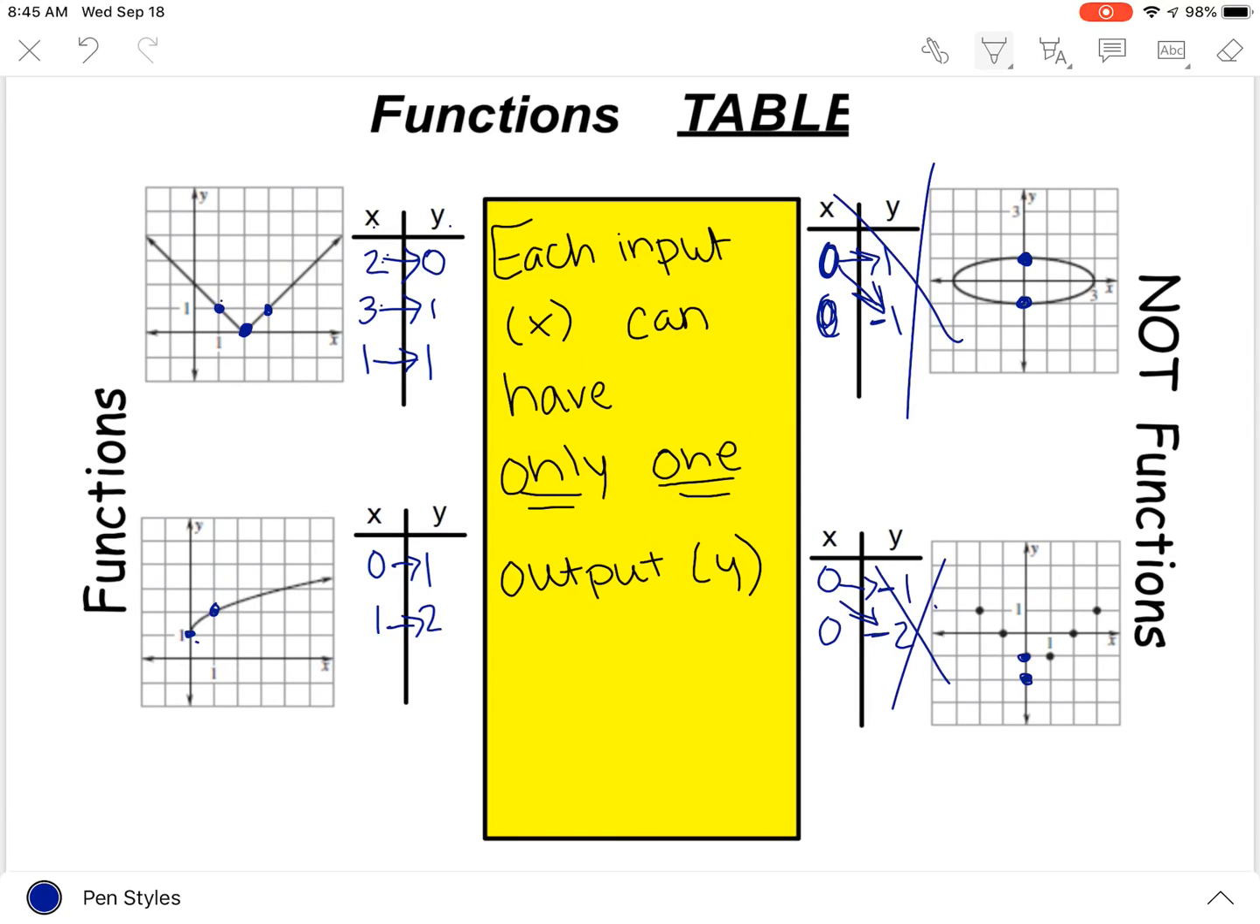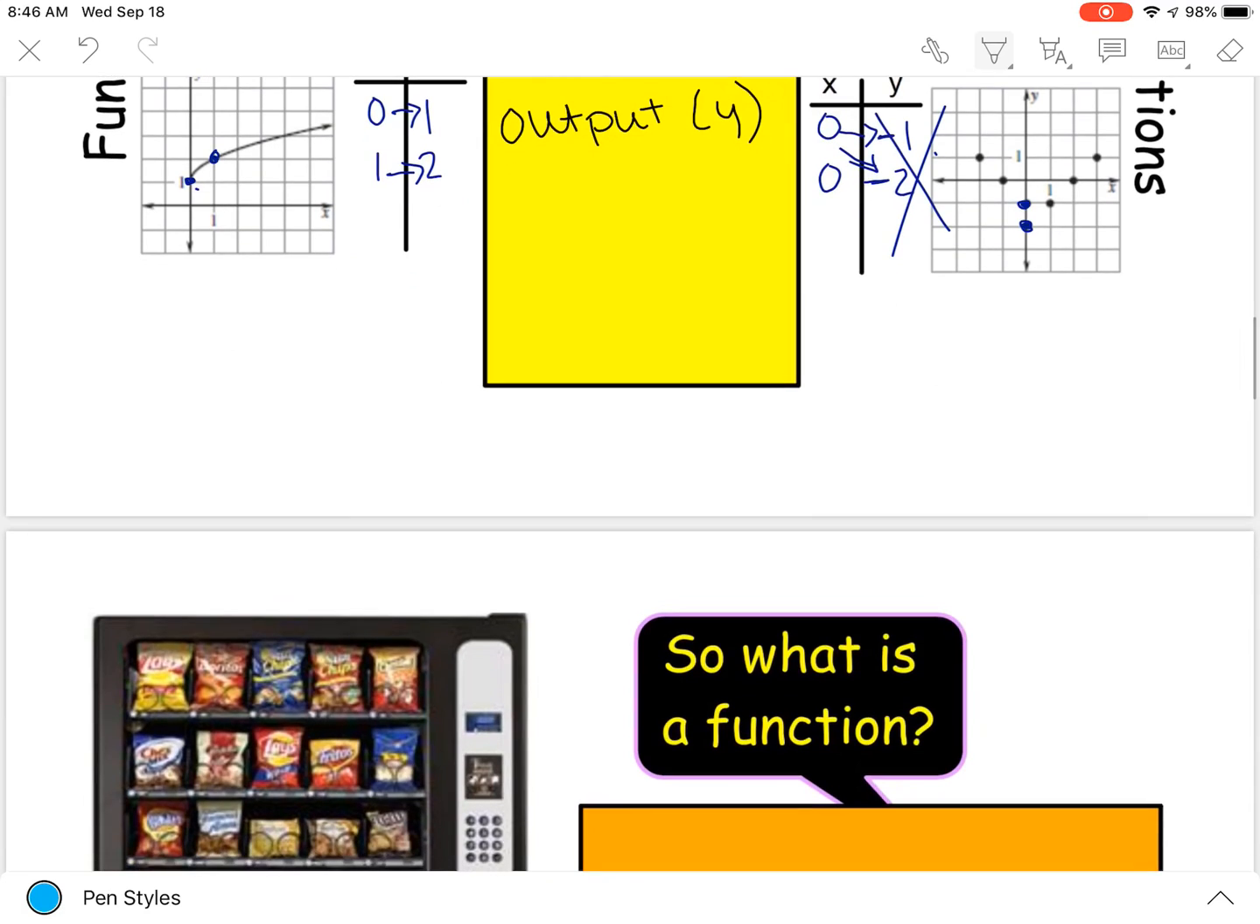One last thing that you want to take note of, every input can have one and only one output, but an output could have more than one input. So for example, in this graph, 3 goes to 1 and 1 goes to 1. That's okay. It's just when you have something like 3 going to 1 and 3 going to 4. That is not okay. So this is our functions as tables.